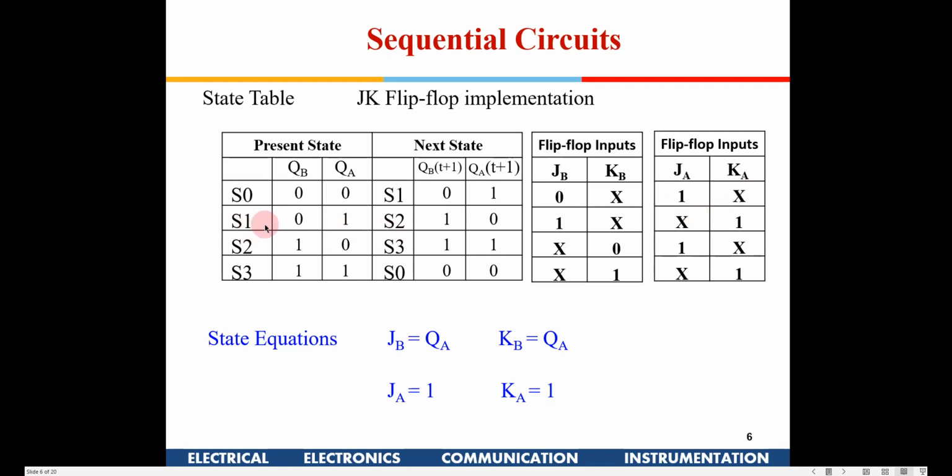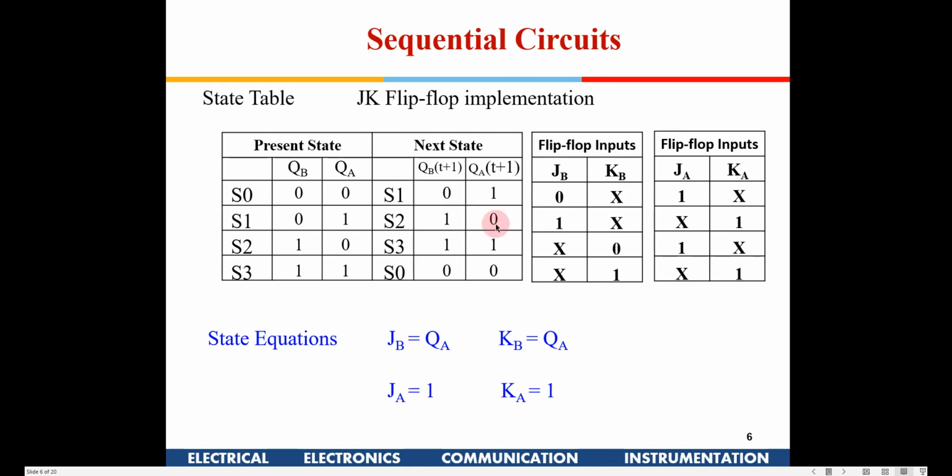In the next state, I have S1 out here, and then it is going to S2. So this is 0 1 here, and then 1 0, that means the MSB is changing from 0 to 1 out here, correct?